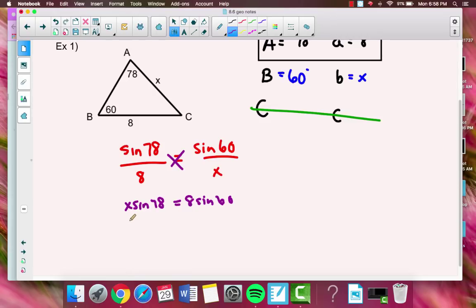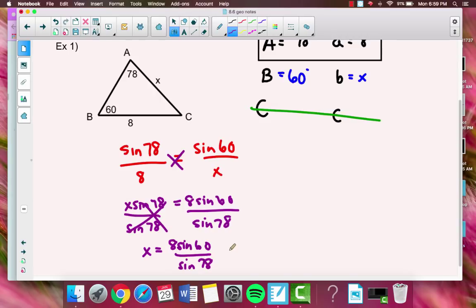So if I want to plug everything in all at once, I'm going to go ahead and divide everything by sine of 78. And I'm doing that because I want my x on its own. So I'm going to get x equals this whole fraction, 8 sine of 60 divided by sine of 78. And then what I would do is just go to my calculator and type in the top and then divide it by the bottom, and I would get my answer.